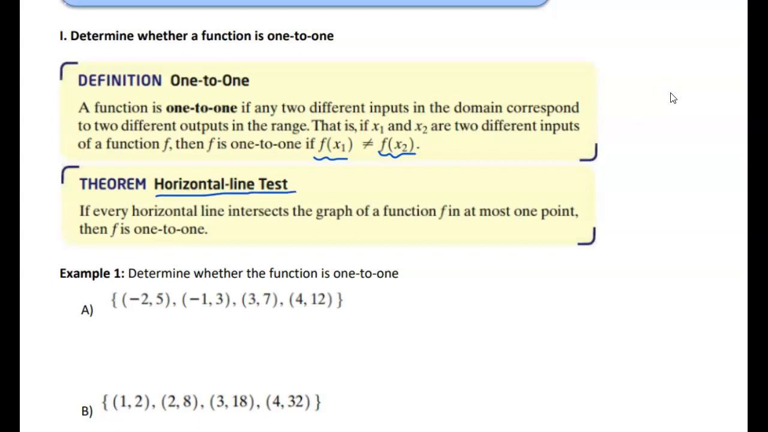So if every horizontal line intersects the graph of a function at most one point, then the function is one-to-one. So this is very similar to the vertical line test. The vertical line test was used to check whether it's a function or not. If it does pass the vertical line test, you can use the horizontal line test to test whether it's a one-to-one function. Okay, so basically in a one-to-one function, each x only goes to one y and each y only comes from one x, so there's a one-to-one correspondence.